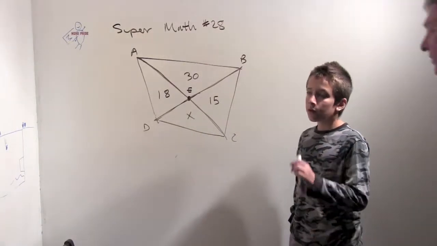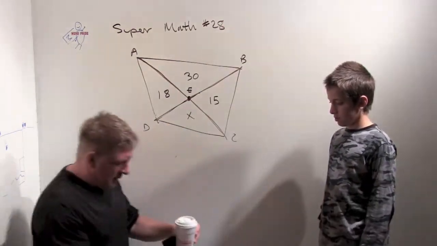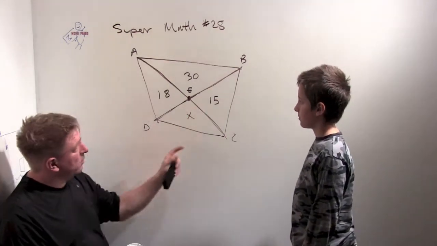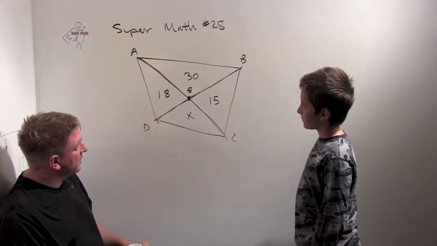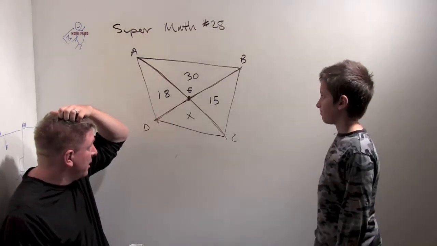SuperMath 28. So we worked through a very difficult example in the book about areas in an odd-shaped quadrilateral, and it involved areas of triangles. And so I just made up a similar problem. See if you can talk your way through it.